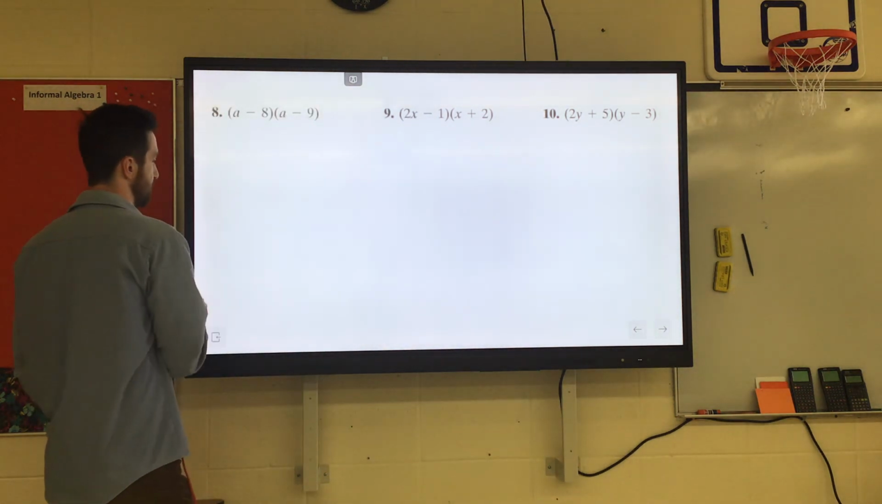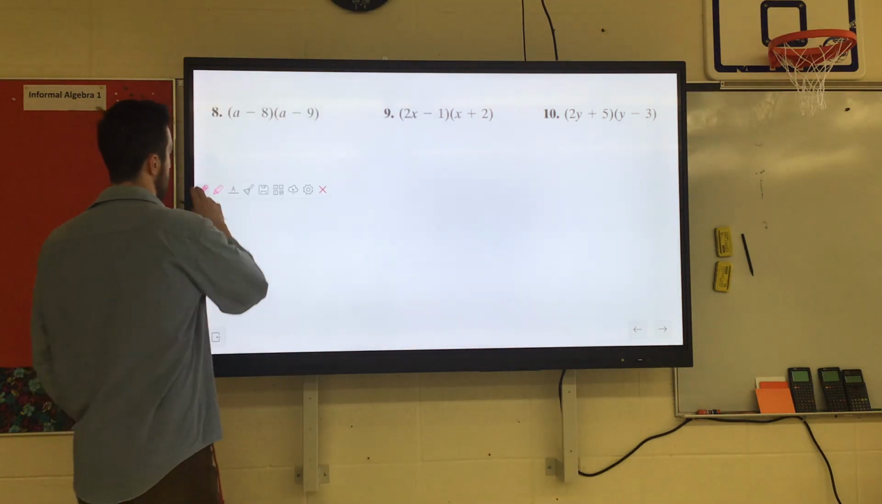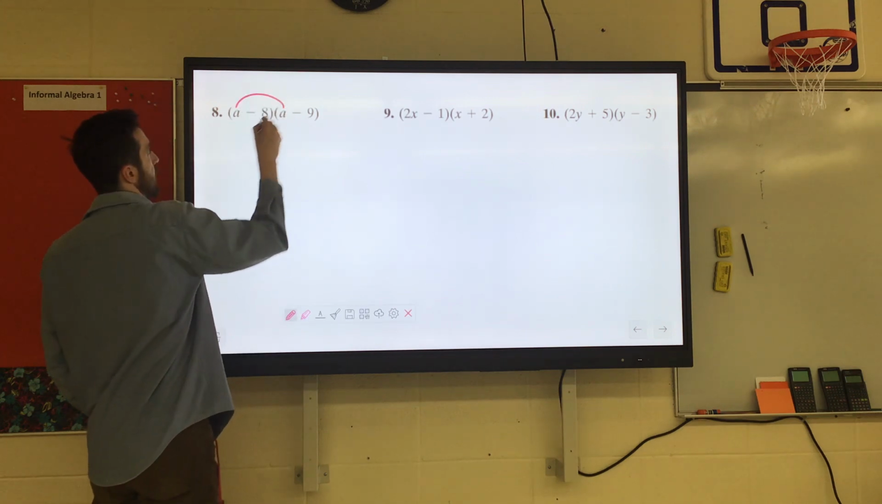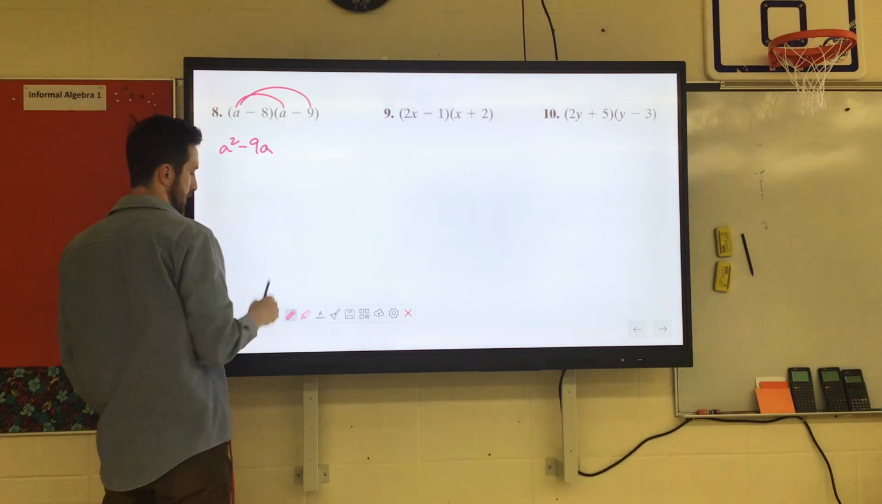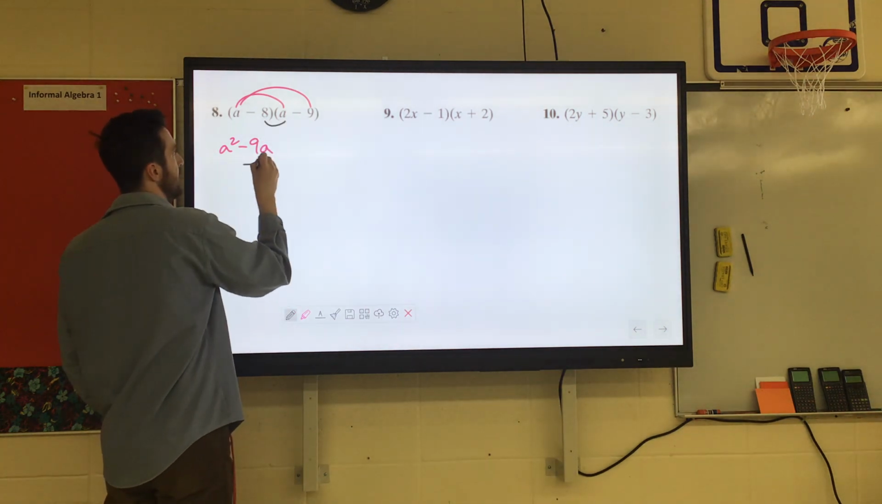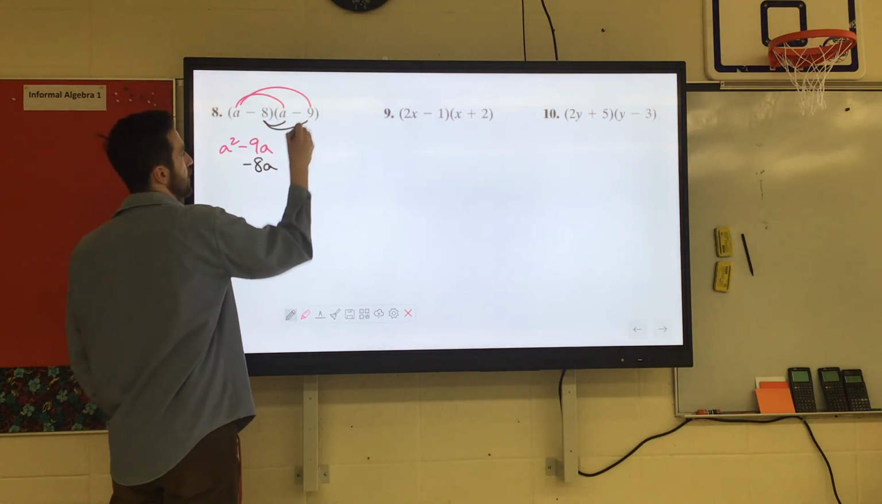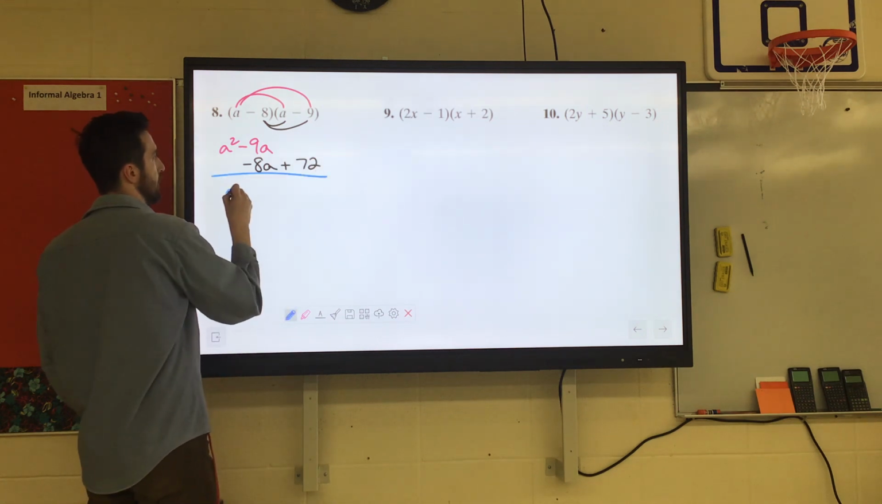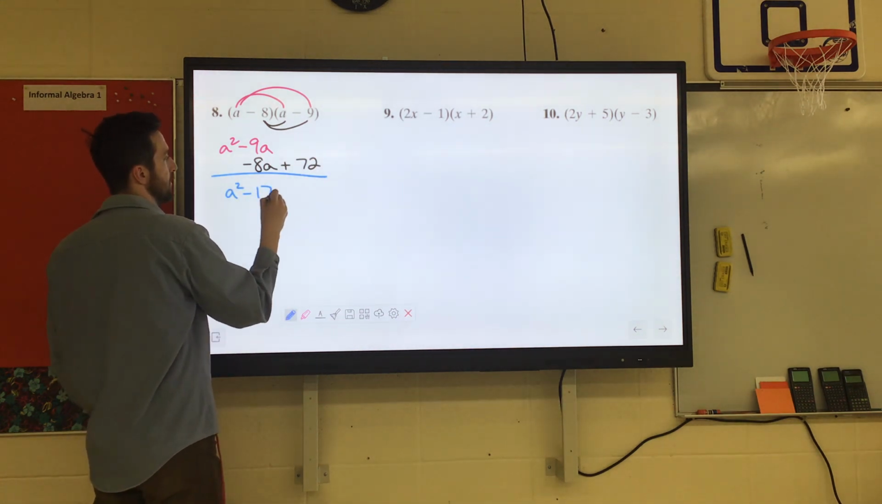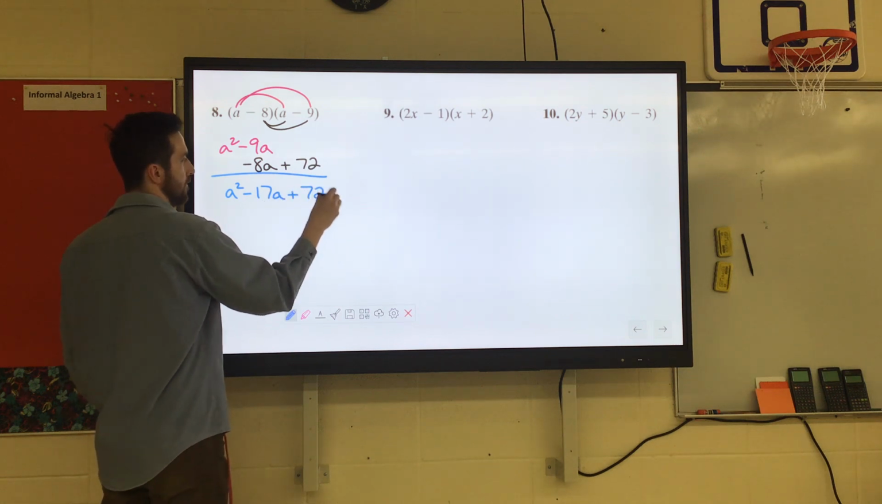A squared minus 9a minus 8a. And then that'll come out to positive 72. A squared minus 17a plus 72.